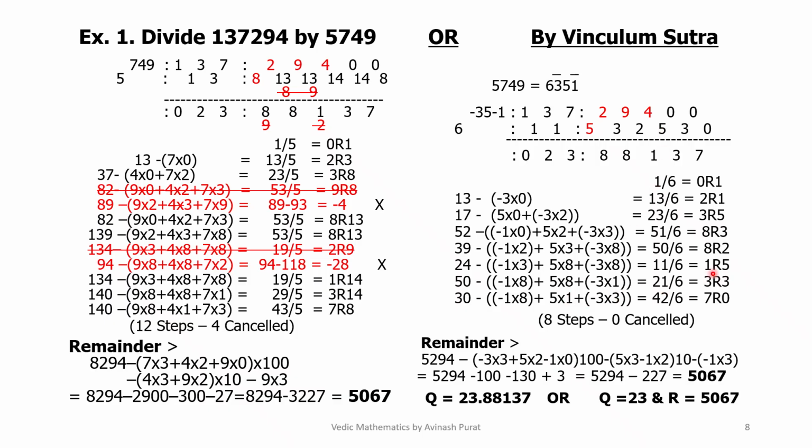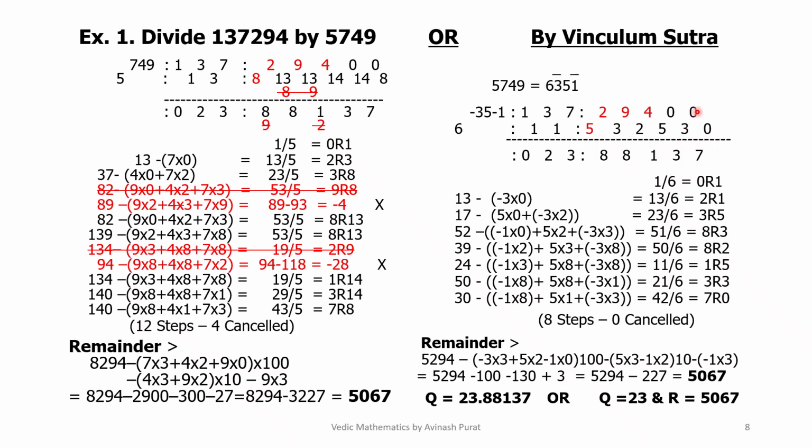So 50 is the next dividend, minus 1 into 8 plus 5 into 8 minus 3 into 1, that is 8 plus 3, 11. 40 minus 11 is 29. 50 minus 29 is 21 by 6. So we get 3 as quotient and 3 as remainder.